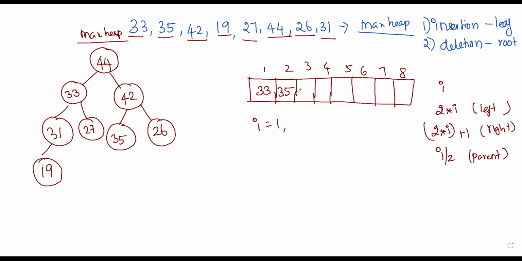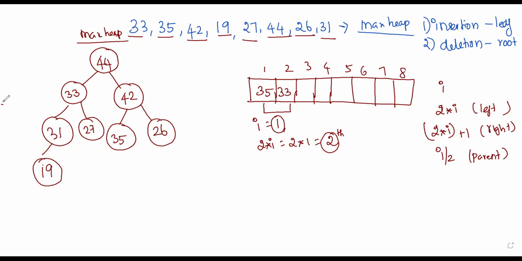We have to check the left child, whether it is greater or smaller. To check that, you go for the 2 star I concept. I's left child will be found by 2 star I. So 2 star 1 is equal to 2. So check these two nodes, whether it is greater or smaller. If it is greater, swap it, or else do not swap it. So 33 is compared to 35. It is greater, so swap it. 35 comes here and 33 will be here.